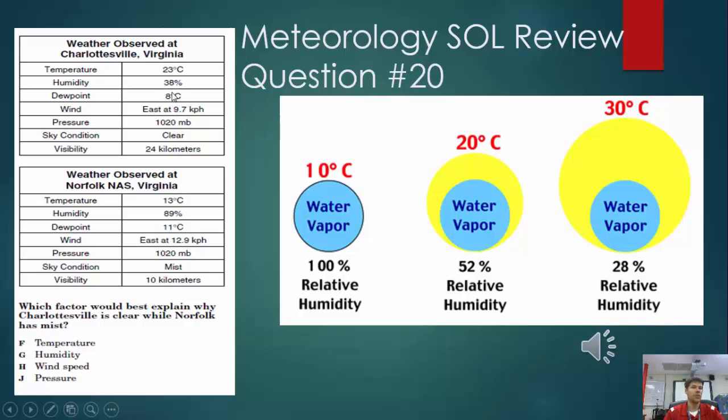That's a good indication here, with the dew point being very low and our humidity being very low, that we have very cool, dry air here in Charlottesville. But in Norfolk, it looks like we have a much fuller atmosphere. So we have a close to saturated atmosphere. We're not at 100%, but we're very close to saturation. So which factor would best explain why Charlottesville is clear and Norfolk has a mist? Mist meaning moisture. And our best answer here is not the temperature, but the humidity. G, the humidity. That's your best indication of why we would have a mist.